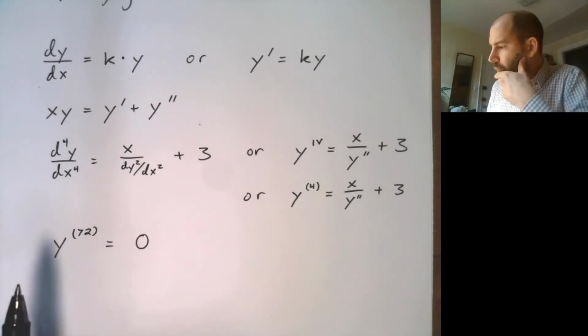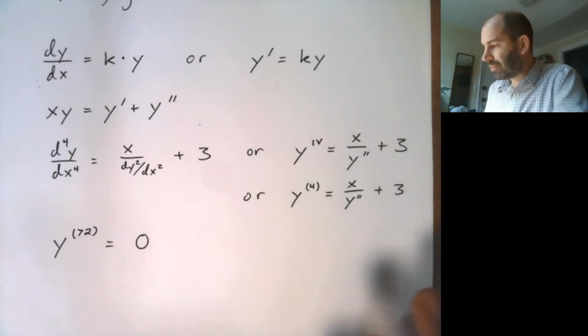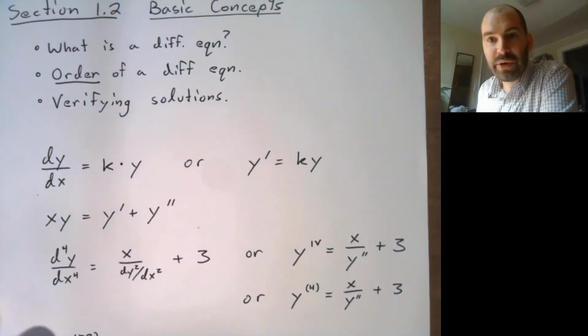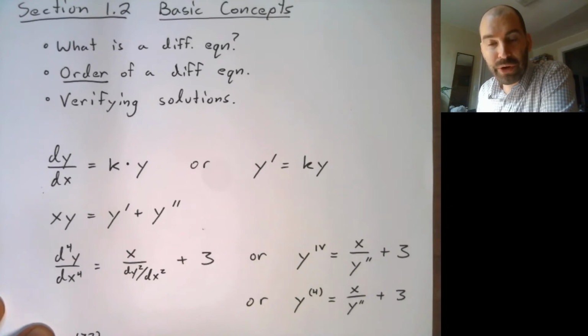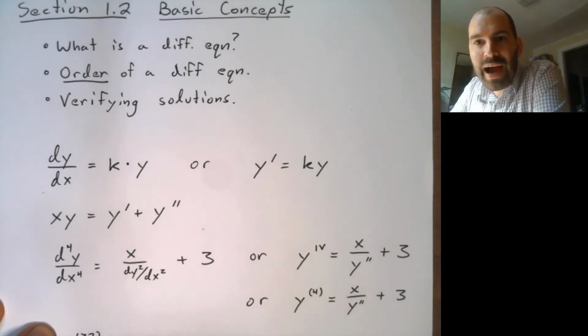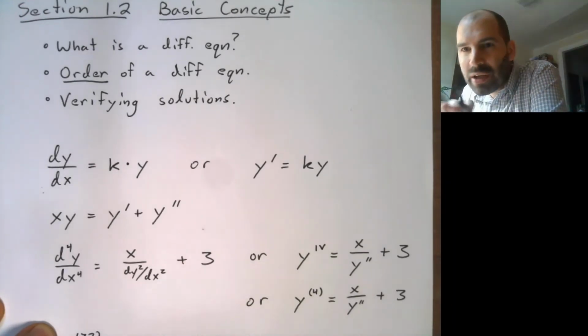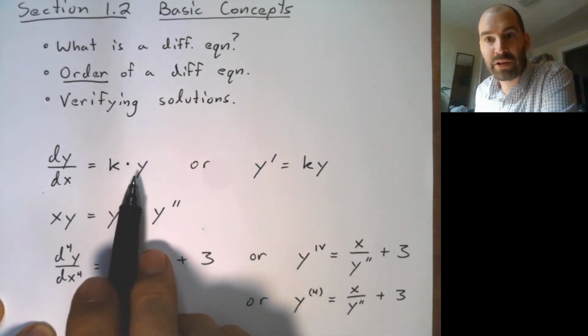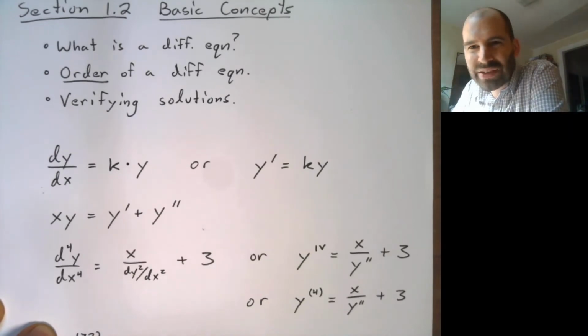Now, one thing that we can talk about here is the order of these differential equations. The order is a very important thing to keep track of. The order is the highest derivative that appears in the equation. So we just look at all the appearances of our function in the equation. In this case, I was using y to denote our function. And we find out the highest derivative. That's the order. So very simple.